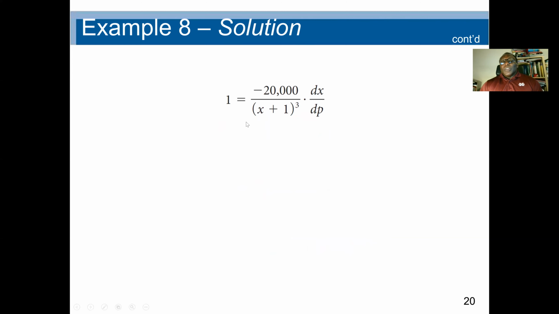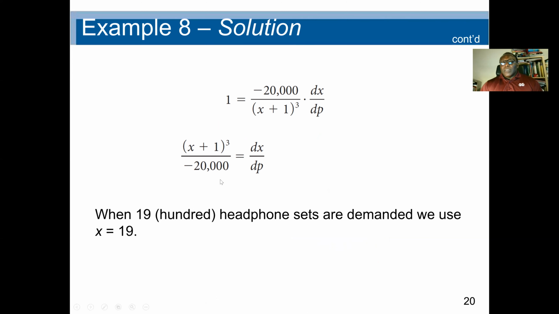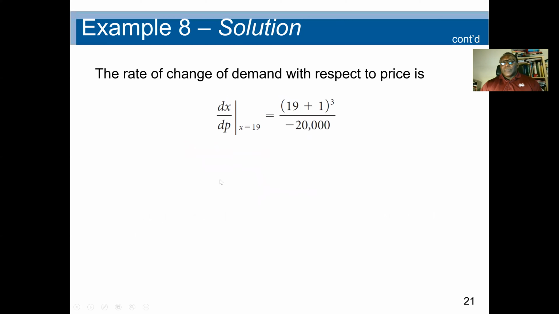Then from here, we just do transformation. Finally, ds dp will give us s plus 1 cubed divided by negative 20,000. Then we leave the answer as it is. Now, the rate of change with respect to price is at $19. So we plug in 19 for s, and that will give us negative 0.4.